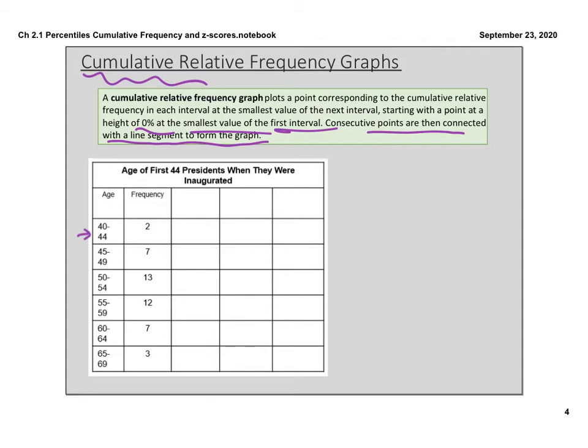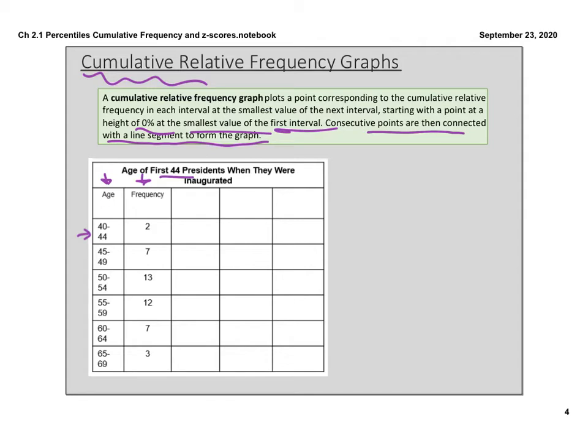Okay, so if you didn't have your calculator out before, now you are going to want to have your calculator for this example. What we're given here is an age and a frequency, and it says age of the first 44 presidents that were inaugurated.